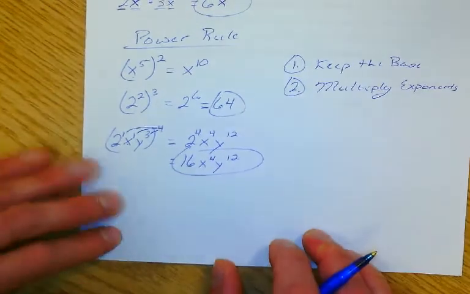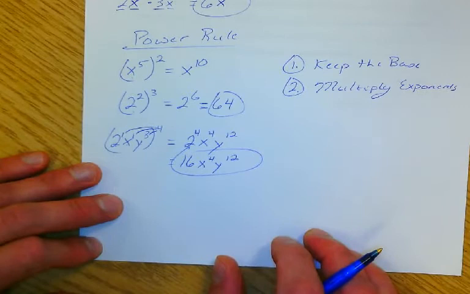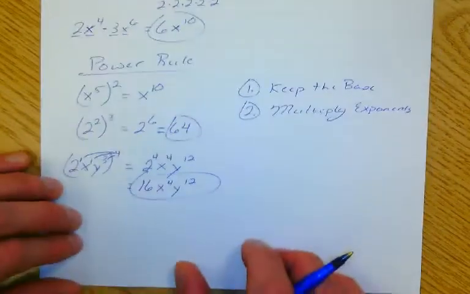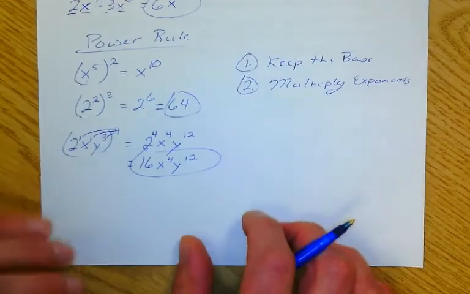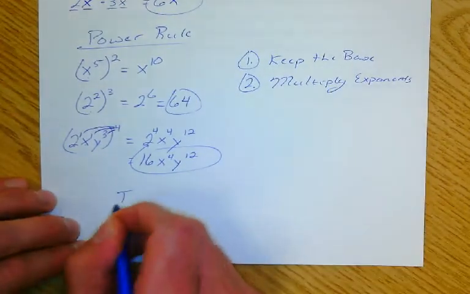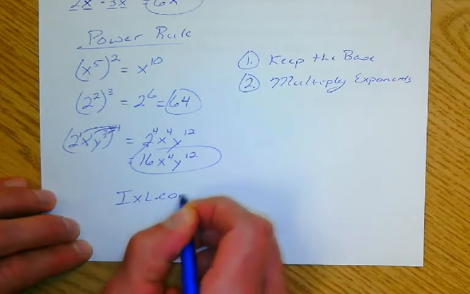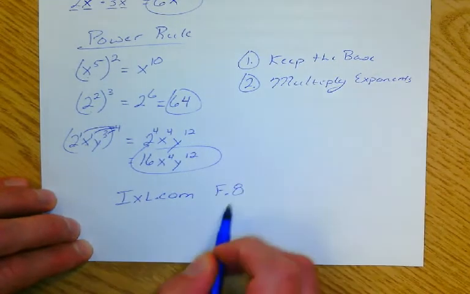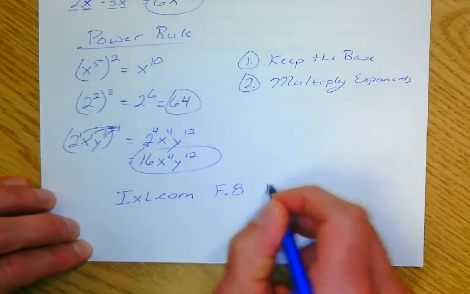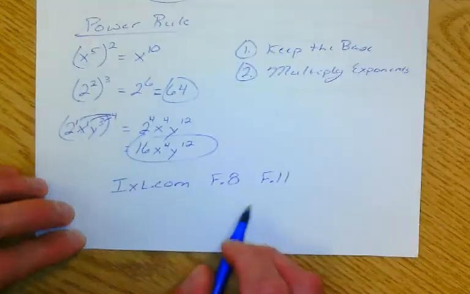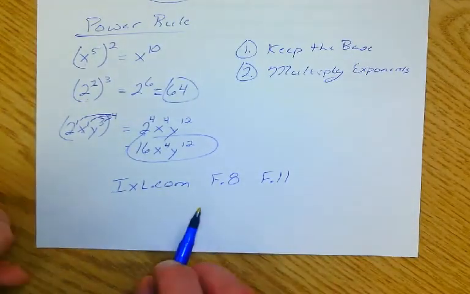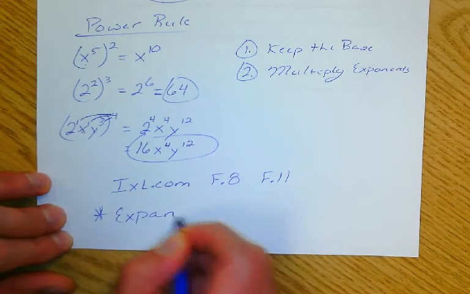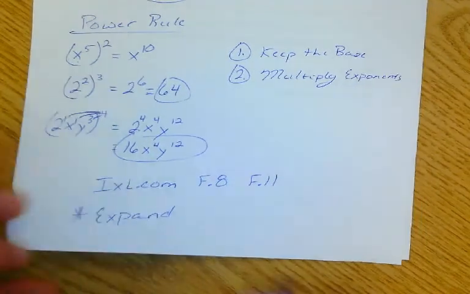So there you have it. We've got multiplying powers with the same base, that was the first one we did, and we also have the power rule. So right now, you are in good shape. You can hop on IXL.com and work on the skills F8, that's multiplying powers with the same base, and F11, that's our power rule, raising a power to a power. Now, don't forget my golden rule: when in doubt, expand.